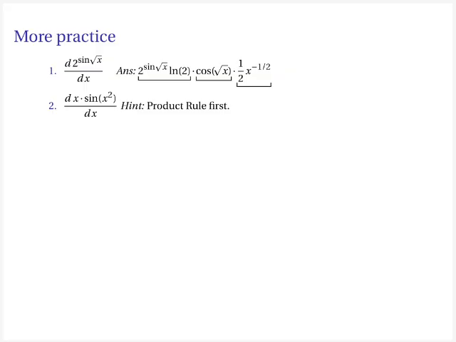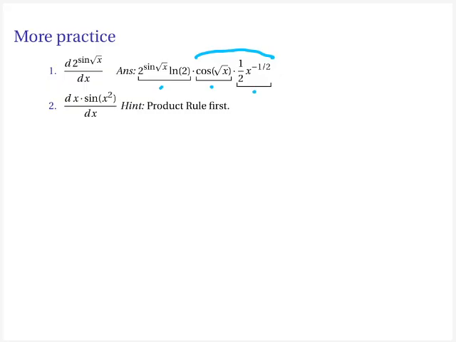Okay, and here it is: 2 to the sine radical x times ln 2. Don't say 2 to the x, say 2 to the sine radical x. Here's the derivative of sine radical x. I took the derivative of the sine part, and here's the derivative of the radical x.